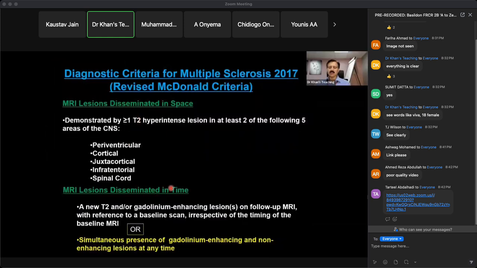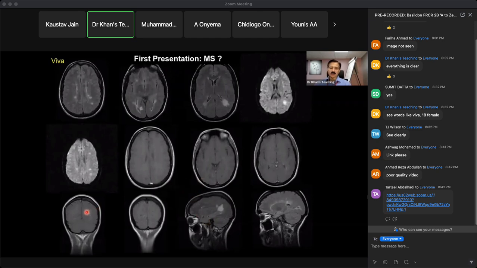Then comes the criterion of dissemination in time. And look here: simultaneous presence of gadolinium enhancing and non-enhancing plaques at any one time. So that criterion is also met. Why is it met? Because this plaque here is enhancing, this plaque here is enhancing, and the rest of the plaques are not enhancing. Telling you that these are active plaques, and the rest of the ones are inactive plaques.